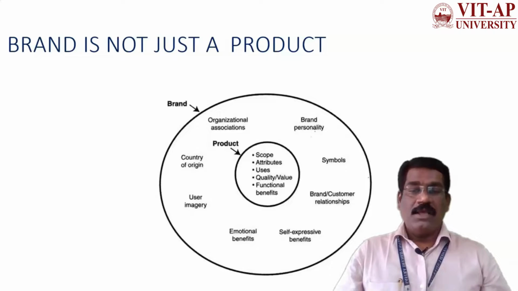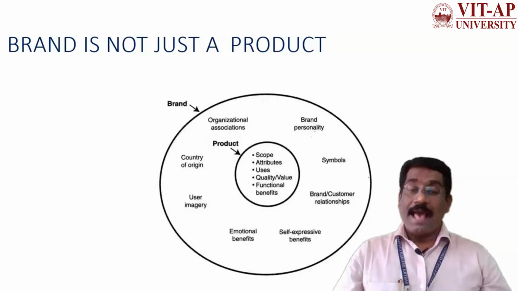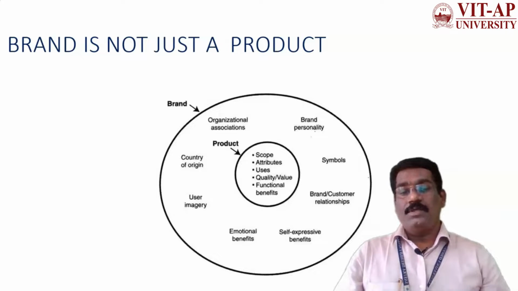Next one is the brand and customer relationship. Yes, I have a longer association with Reliance products, or I have a longer association with products like Apple. So, the brand-customer relationship. Those who really use Apple products never go for other brands. They always go for that particular company's products.